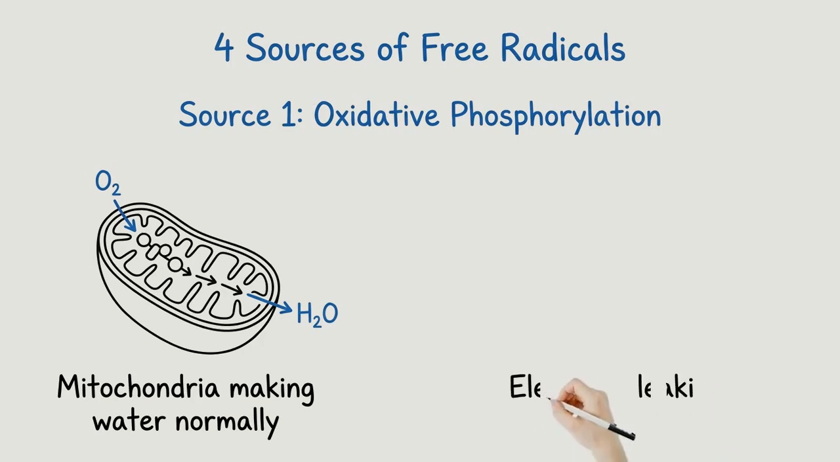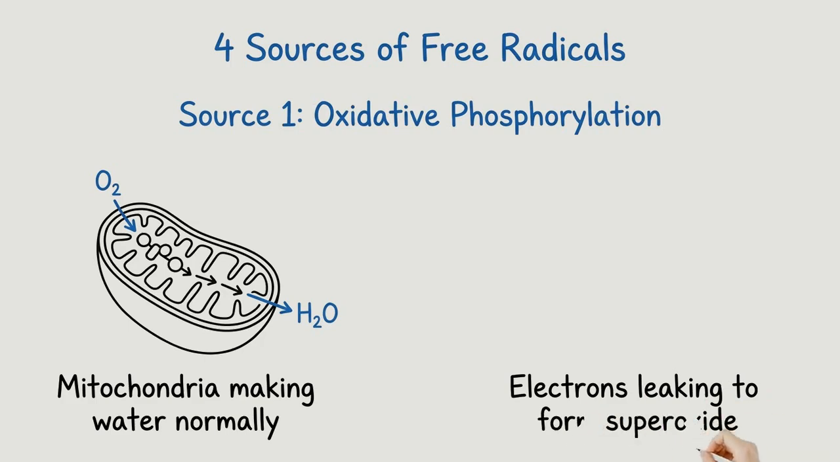But occasionally, 1 or 2 electrons leak out early and react directly with oxygen, forming superoxide. This happens all the time. Your body produces free radicals just by being alive. That's why antioxidant defenses exist at baseline.